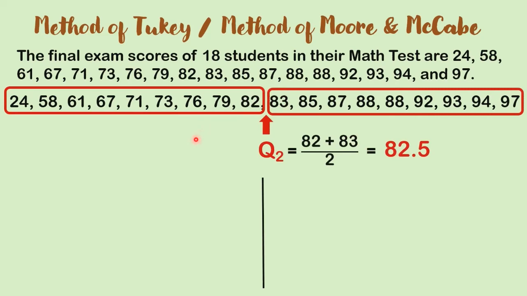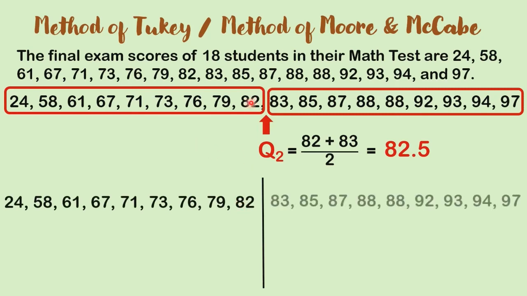Okay, now anong sunod na gagawin to get Q sub 1 and Q sub 3? We write the first half here. Nakita nyo? Hanggang 82. Okay, and then we write the second half dito. So nakita nyo, wala tayong in-exclude na middle score. Wala rin naman tayong i-include na middle score kasi yung 82.5 wala naman dito sa ating data set. Okay? So that's why yung Tukey method at yung method ni Moore at McCabe ay pareho lamang if we have even number of values. Okay.